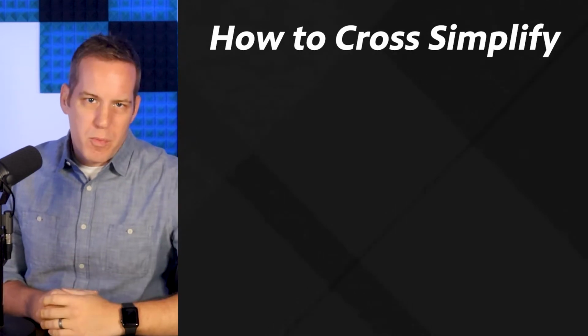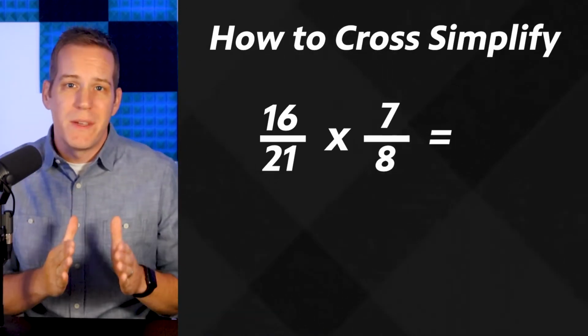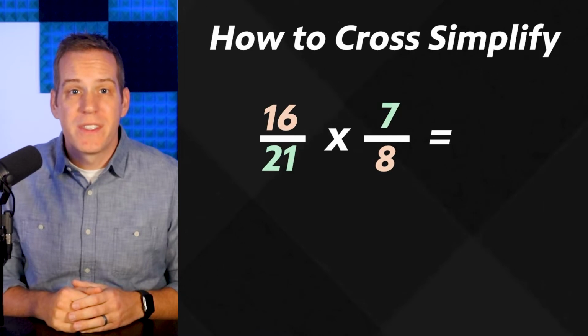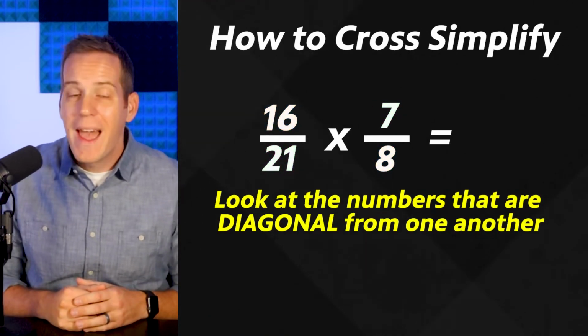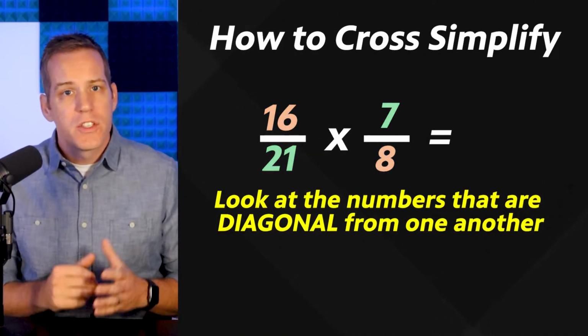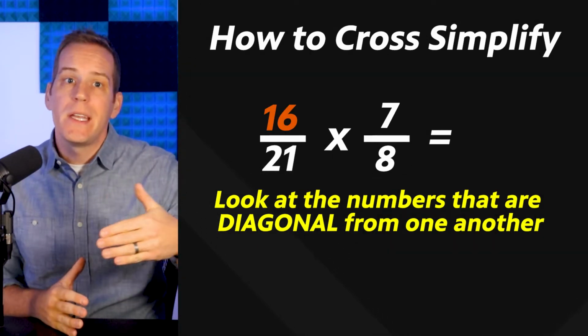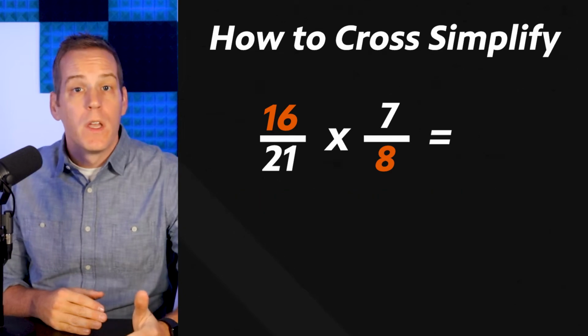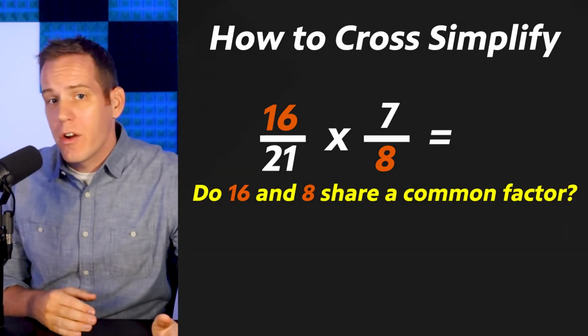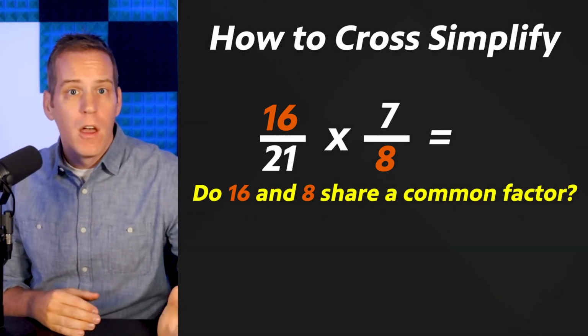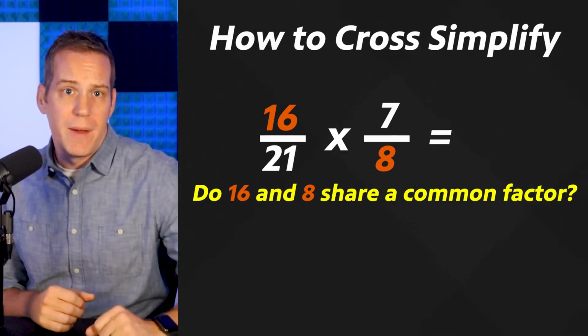Let's look back at that first problem. To cross-simplify, you need to look at the fractions that are diagonal from one another and then simplify them. So in this instance, look at the diagonal pairs. Start by looking at 16 and 8 together. Now, do 16 and 8 share a common factor? Meaning, are they part of the same multiplication family?